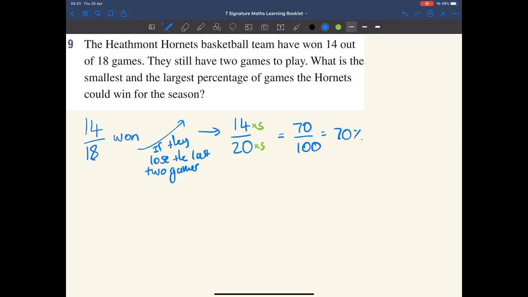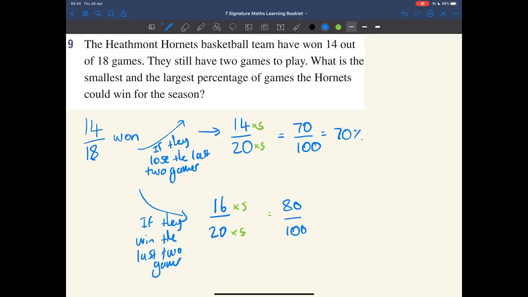But if they win the last 2 games, it'll be not 14 but 16 out of 20 games won, and then that will make it times by 5 times by 5. 16 times 5, that should be 80 out of 100, which equals 80%. So that's question 9.